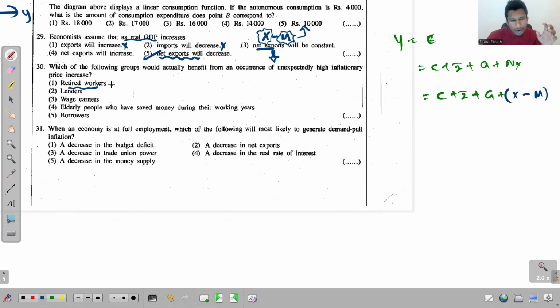Right, their income is fixed. So let me write here, they are fixed income earners, assuming that they receive the pension, right? If not, they will have to depend on their savings.